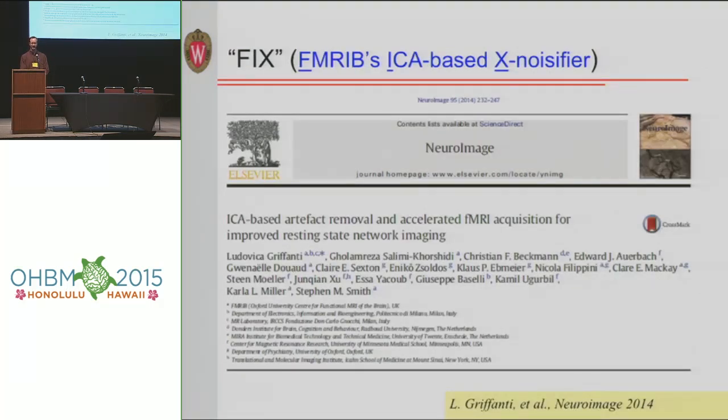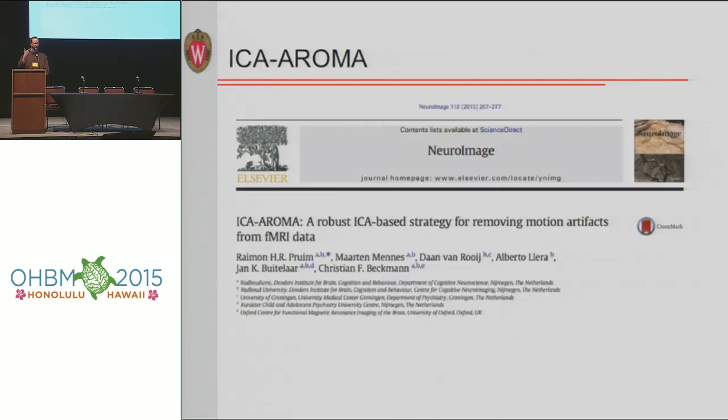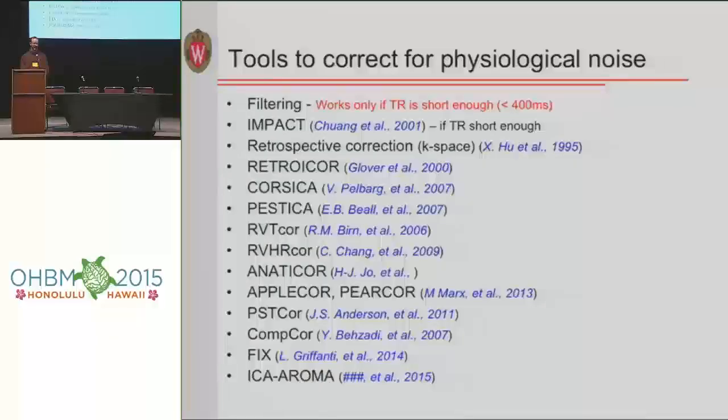There have also been ICA-based techniques like the fMRIB's ICA-based X-noisifier, FIX, one of my favorite acronyms here, to try to correct for that. And more recently, ICA-AROMA, which is now more specifically for motion artifacts. The idea here is that you perform an ICA decomposition and then you look for components that are more characteristic of noise as opposed to true signal. The latest one, ICA-AROMA, tries to do that in a more automated fashion to categorize what is signal and what is noise. And if you look through there, there's actually been a large number of techniques that have been proposed and developed over the years to correct for physiological noise and motion as well.